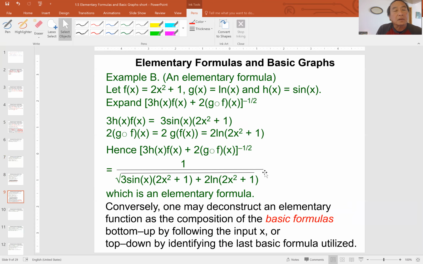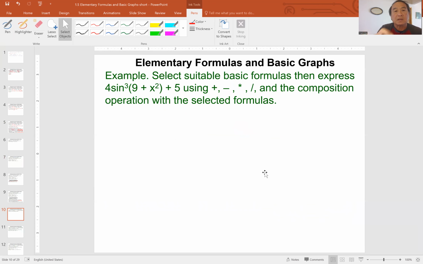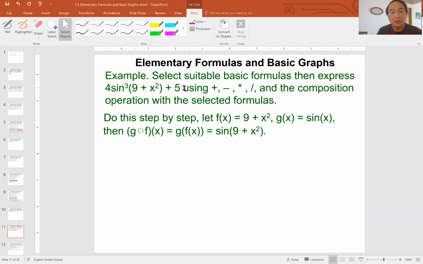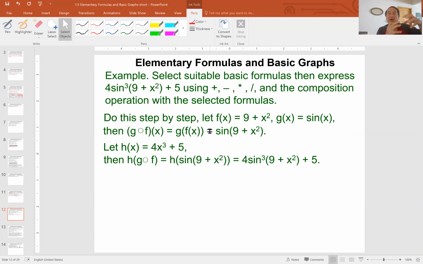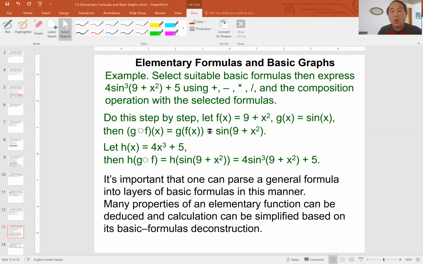Conversely, I can deconstruct an elementary formula. For instance, if I want to deconstruct these formulas into compositions and basic formulas, we can do it this way. I let f of x be the polynomial. This is going to plug into sine of x to get sine of 9 plus x squared. Then I cube that and multiply by 4, then plus 5. This is how the formulas are layered by composition, addition and subtraction. It's important that we can do this, because later on, a lot of properties of functions I can deduce from that.